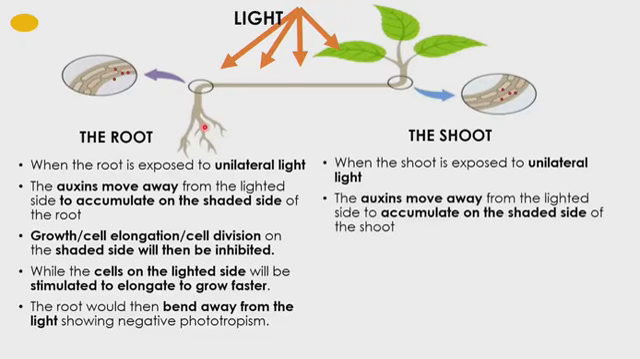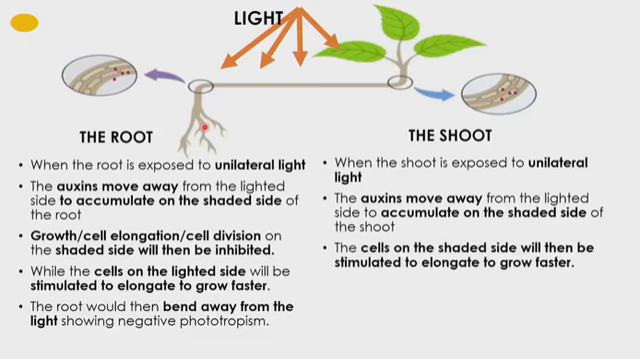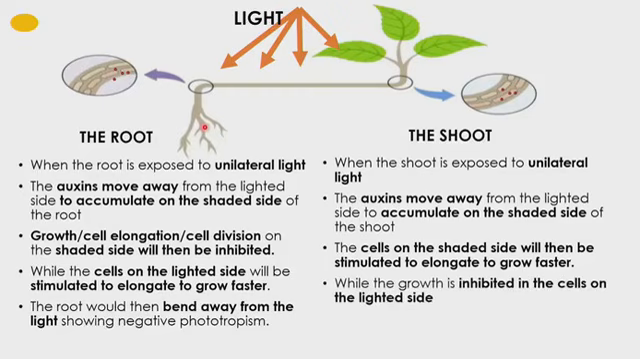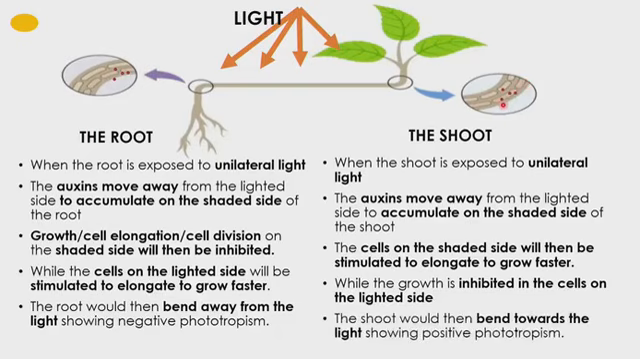But the interpretation of this now is different. If they accumulate on the shaded side in a stem, that stimulates growth. That means the shaded side is now going to grow faster. But the lighted side, which has a lower concentration of auxins, will not grow as fast. So now what we have is more cell elongation and division on this shaded side, and this causes the stem to bend upwards or towards the light in this particular picture.